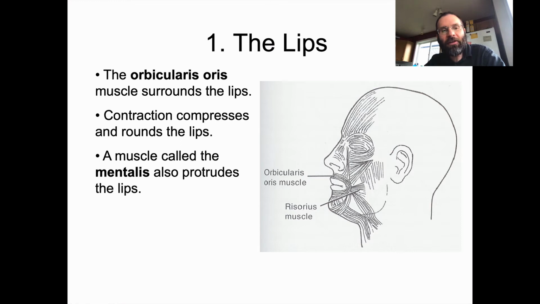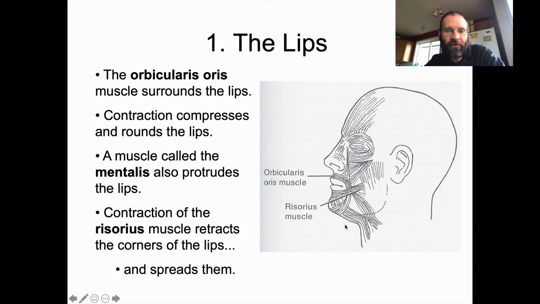There's also a muscle which is not depicted here called the mentalis, which is more on the top and bottom, which protrudes the lips like that. And contraction of the risorius muscle will retract the corners of the lips and spread them as well. So, like I said, it's nice to link these up with language, and basically the orbicularis oris is what you contract to produce lip-rounded vowels like ooh. The risorius, though, is something you can kick in to create vowels that have lip spreading.